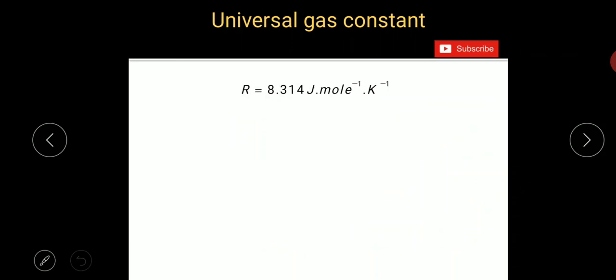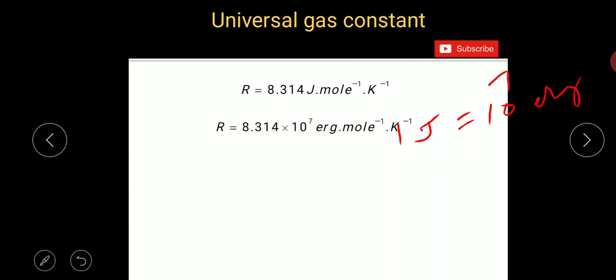So you got the value of R in SI units, 8.314 joule mole inverse Kelvin inverse. And we know that 1 joule is equal to 10 power 7 ergs. So joule can be replaced by 10 power 7 ergs. Then value of R will be 8.314 into 10 power 7 erg mole inverse Kelvin inverse.